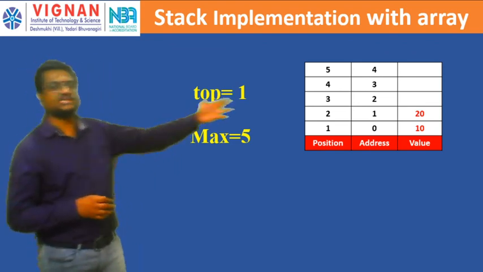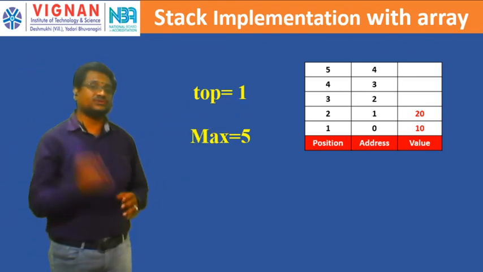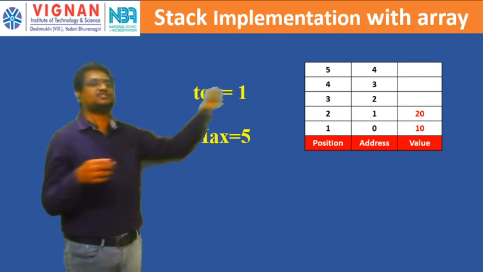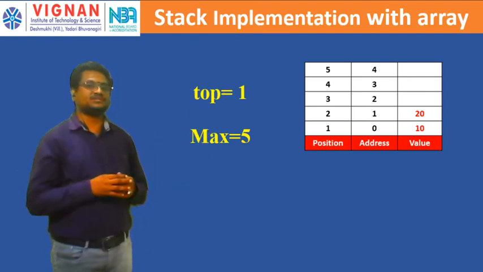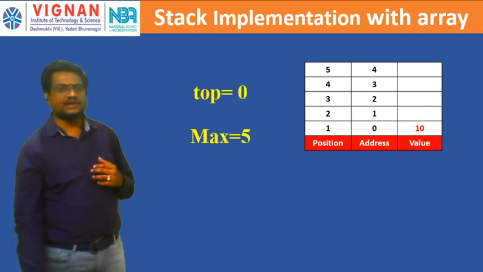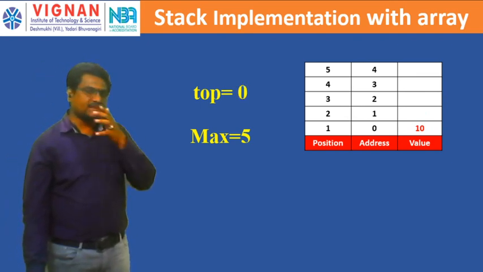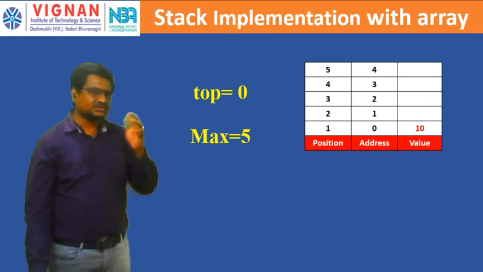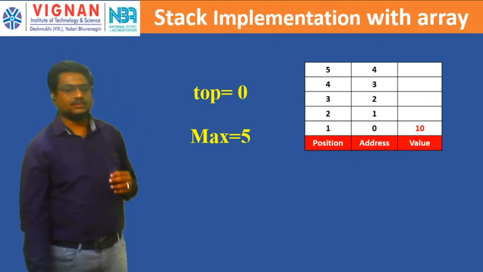See, the last element is 20, which is stored at the first address. So top refers to 1. If I delete the element again, what will happen? Now the element is stored at the 0th position, so top is 0 and maximum is 5.